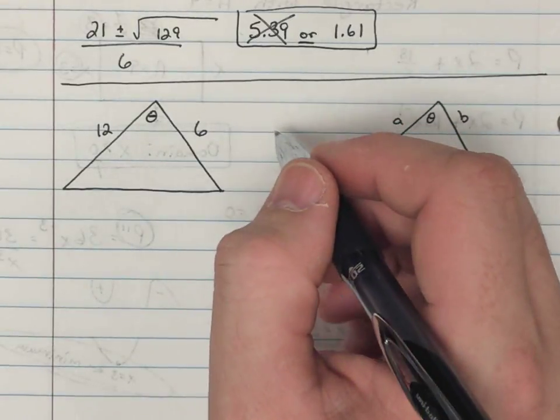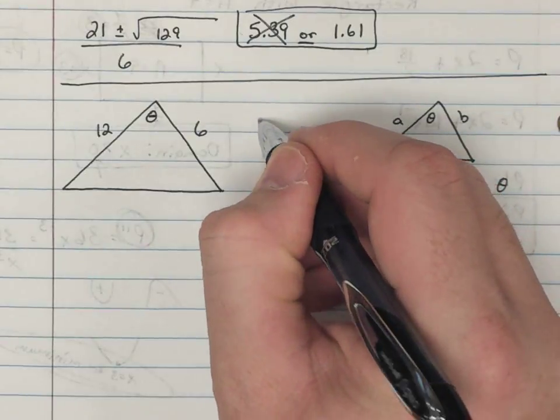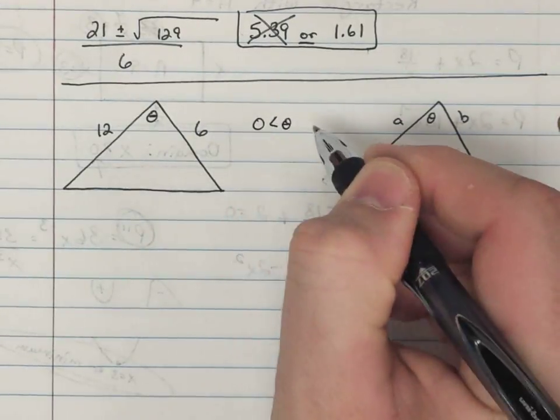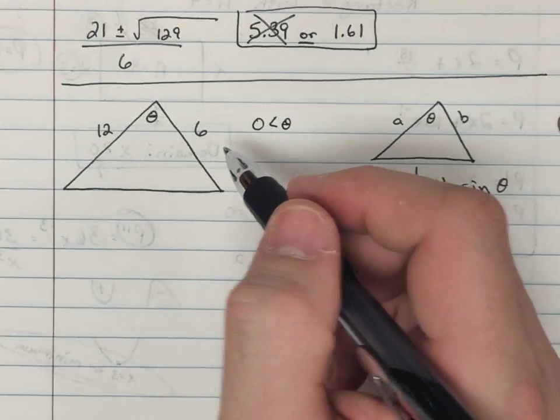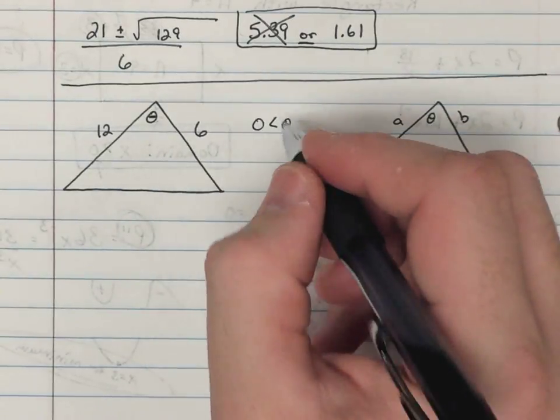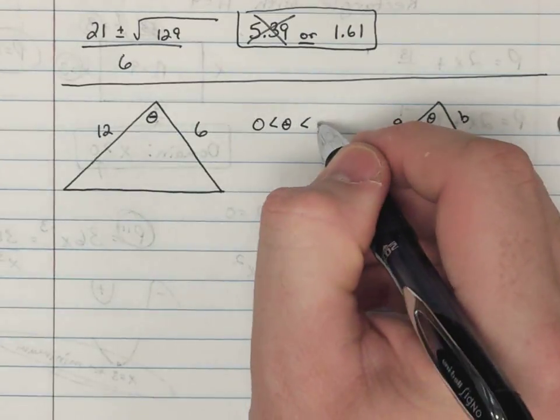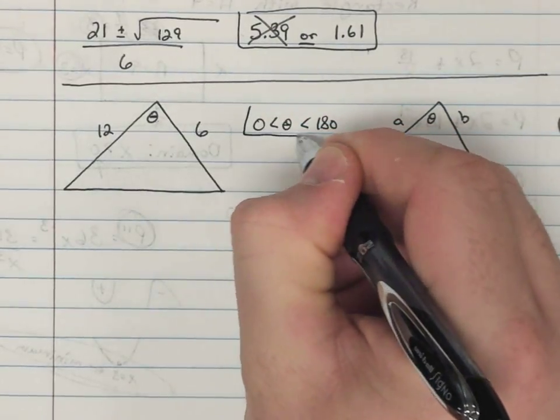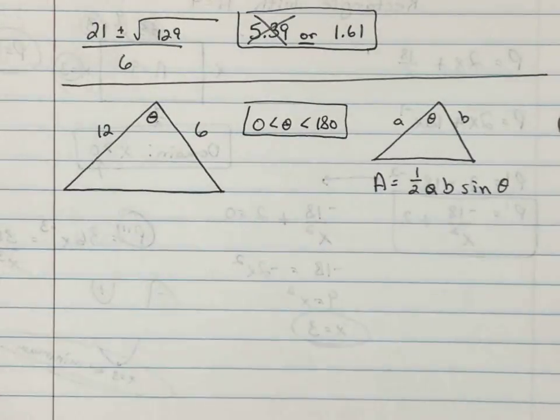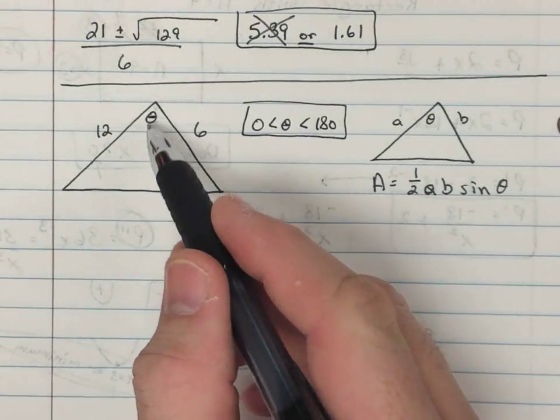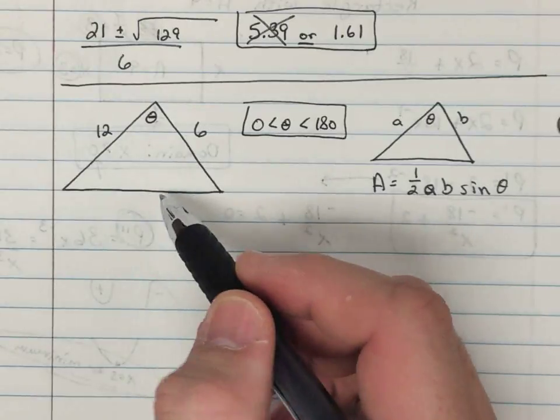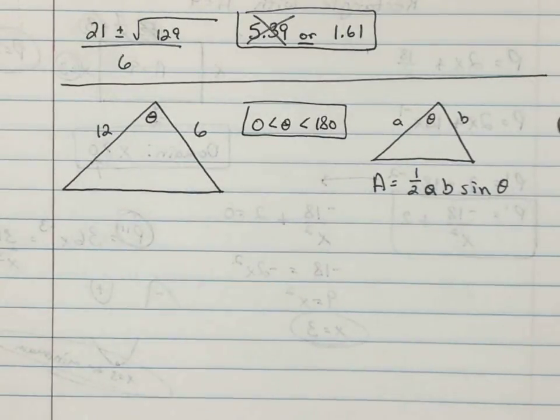I know that theta has to be bigger than 0, because obviously you can't have a triangle if theta is 0. It's going to be a straight little line. And theta, this could be an obtuse triangle, and theta could be huge. So theta could be up to 180, not including 180. It could be 179.9. I don't think that's going to be the right answer, because then you've got a really skinny triangle with not much area, and we're trying to maximize area. But it could run anywhere between 0 and 180.